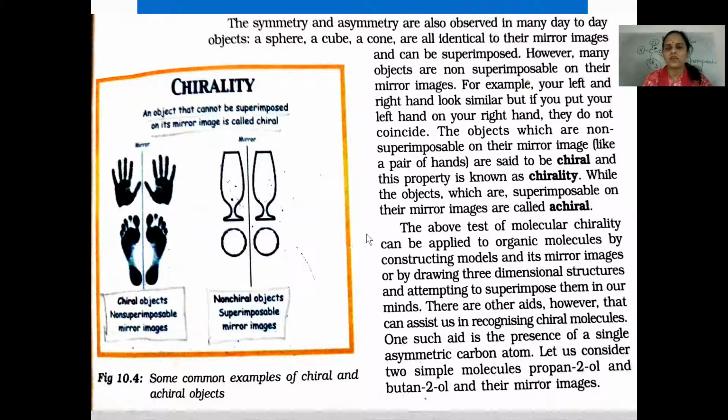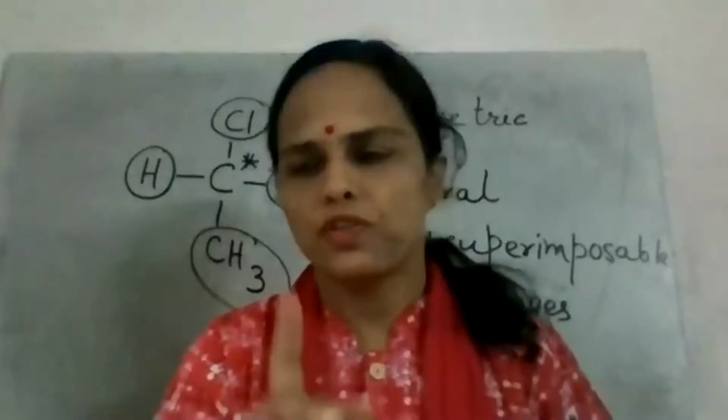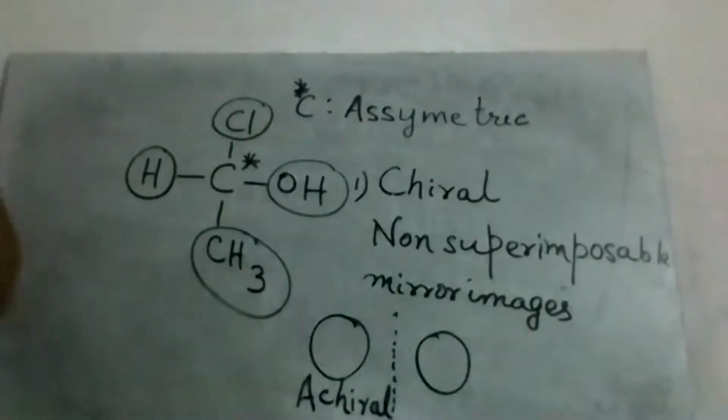I'll give you an example of two chemical compounds, and with the help of it we can find out whether the carbon is asymmetric and whether it is chiral in nature or not. I take two examples: one is propane-2-ol and the second one is butane-2-ol. I'll show you here on the board.